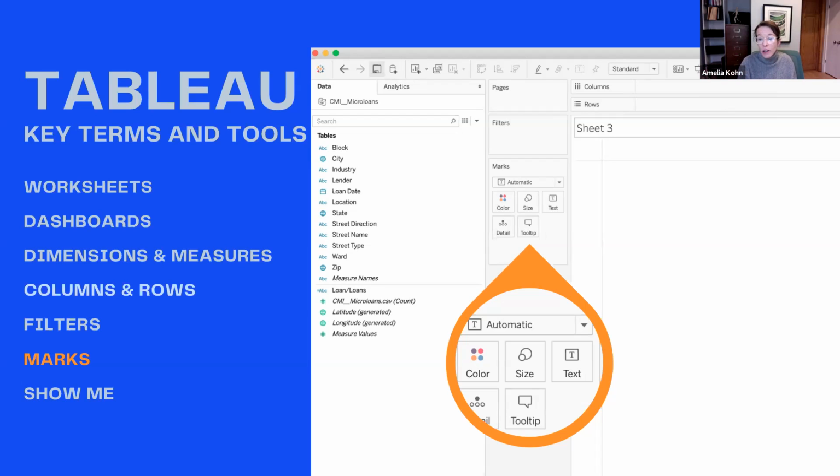The type of mark you use and the mark properties are controlled by where I'm pointing to here on this slide, which is called the marks card. And we'll see this in action in a second too.